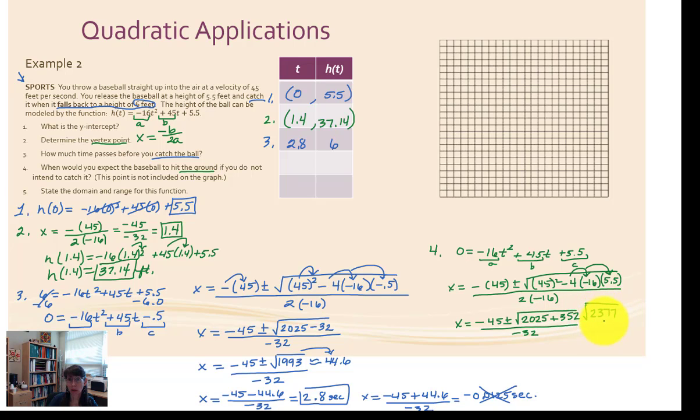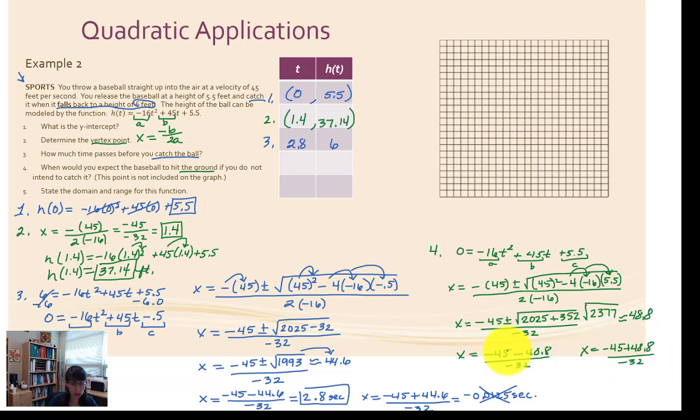Again, we need a decimal equivalent in order to use this and plot it. So I'll use the calculator function for square root to get that decimal equivalent. And that amount is about 48.8. So one x value would be negative 45 minus 48.8 divided by the negative 32. And the other x value will come from addition. Negative 45 plus 48.8 divided by the negative 32.